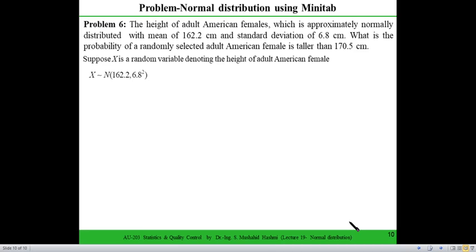And second, in the shorter notation, you can say your random variable is normally distributed with the mean value as well as the variance. The variance would be the square of the standard deviation. So it is wrong to write mean and sigma, but it is always the convention to write mu and sigma square. So you always need to put it like that. We know that 6.8 is the standard deviation. And then your question is, what is the probability that a randomly selected adult female would be taller than 170.5 centimeters? So what is that probability?